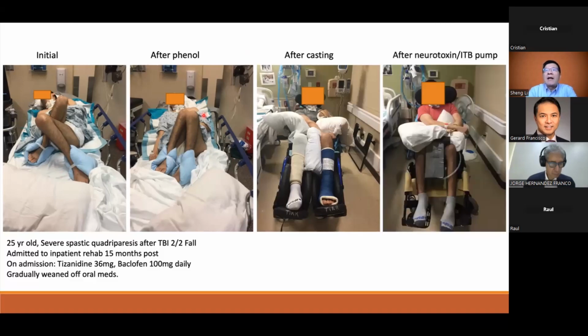After botulinum toxin to the upper extremity and a further injection of phenol, the patient can be comfortably positioned in the wheelchair, even without a cast. So this case also signifies the importance of combined use of all available interventions for the best clinical outcome.